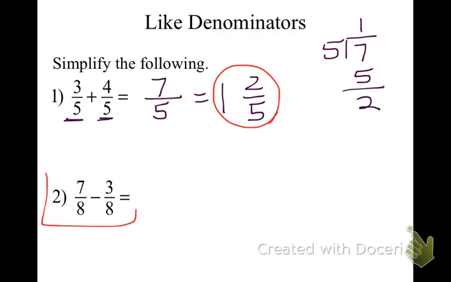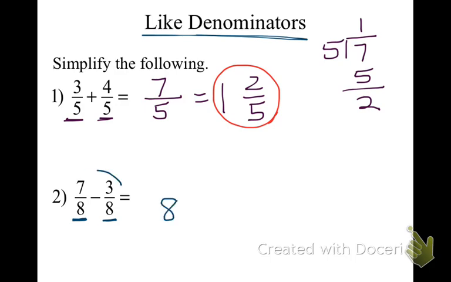Now, on your own, go ahead and try to solve number 2. What is number 2 going to look like? Now looking at number 2, once again, we have like denominators. We have an 8 and an 8. So my 8 stays exactly the same, and now I have to solve my numerators. In this case, it's 7 minus 3, which gives me 4/8.